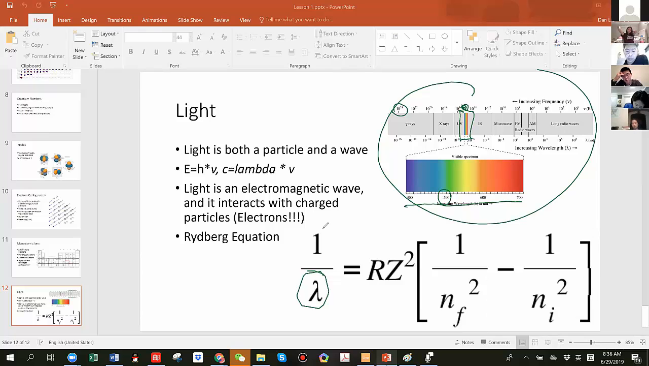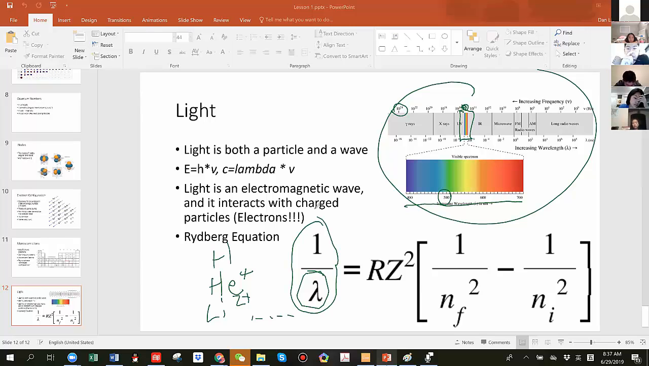Okay, now we can talk about the Rydberg equation, which looks kind of intimidating, but it's not that bad. One important thing to emphasize is that the Rydberg equation only applies to atoms with 1 electron. In other words, it applies to the hydrogen atom, helium plus, lithium 2 plus, etc., right? So what this says is that 1 over the wavelength. Let's imagine an electron going from a high energy orbital to a lower energy orbital, right?